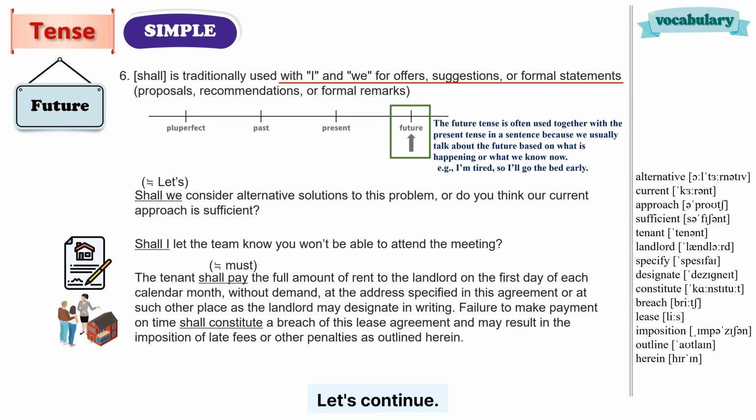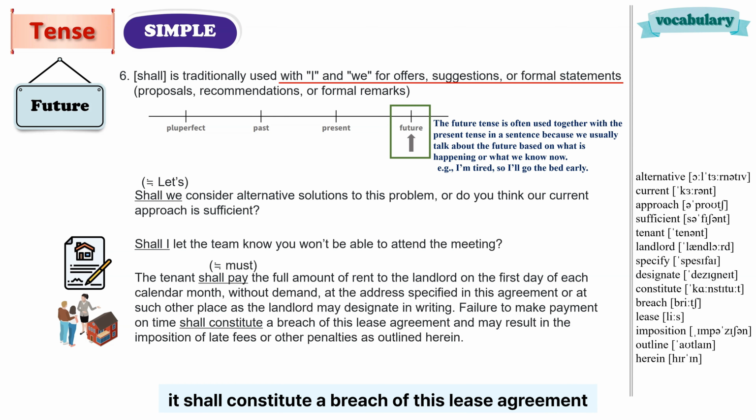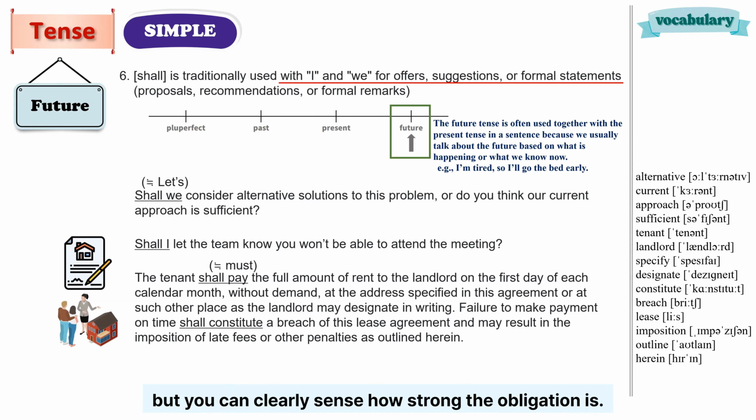Let's continue. If payment is not made on time, that is, if the rent is not paid punctually, it shall constitute a breach of this lease agreement and may result in the imposition of late fees or other penalties as specified herein. So, failure to pay rent on time constitutes a violation of the contract and may lead to late fees or other penalties as stated in the agreement. The words may be difficult, but you can clearly sense how strong the obligation is.